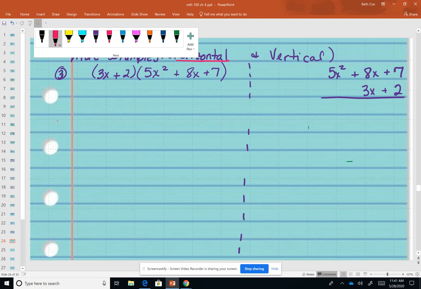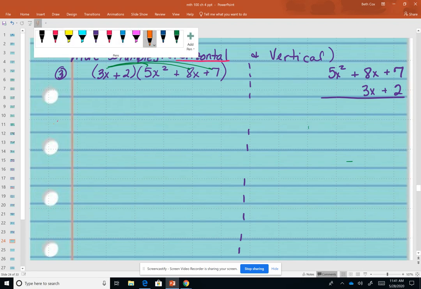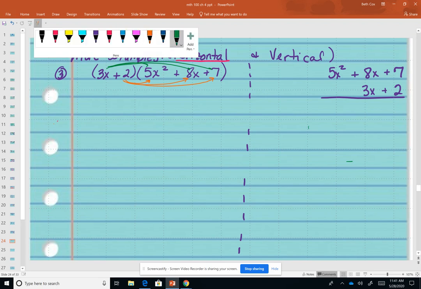So now in this situation, the way the distributive property is going to work is that we're going to take the 3x and multiply it by all three of those. And then we're going to come in and take the 2 and multiply by all three of those. And then, if we have like terms, we'll combine them. So here we go. That's the plan.